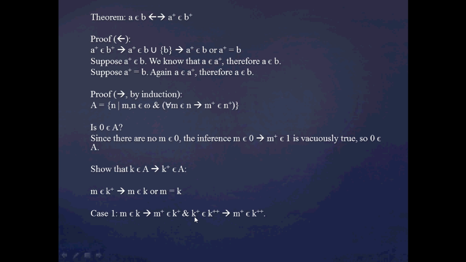And again, I always know this is true: k plus is in k plus plus. And since all numbers are transitive sets, m plus is in k plus plus. So that's case one. Now case two, let's say m is equal to k. Again, I know m plus is equal to k plus. That's always true if m is equal to k. And I always know that k plus is in k plus plus. Since m plus and k plus are the same, I just make the substitution right there, and I get m plus is in k plus plus, which is what I'm trying to show.